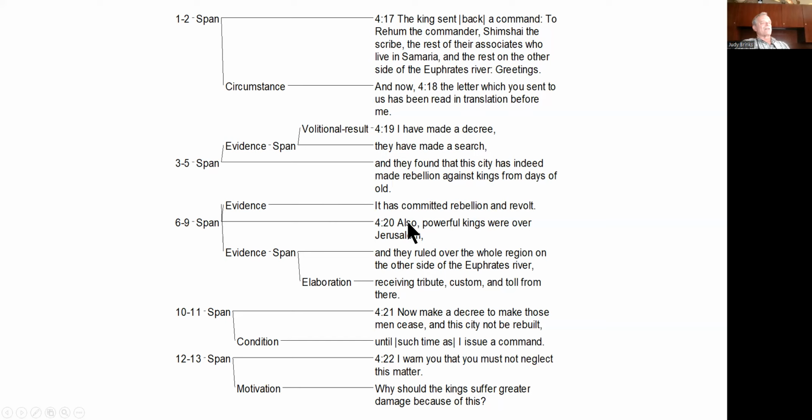So the king gathers this certain amount of evidence and then bang, he makes a decree to make these men cease, and this city not be rebuilt. And I warn you that you must not neglect this matter. So this is a very abrupt, simple, rather curt and unfeeling response to the Persian officials to stop the work on the walls.